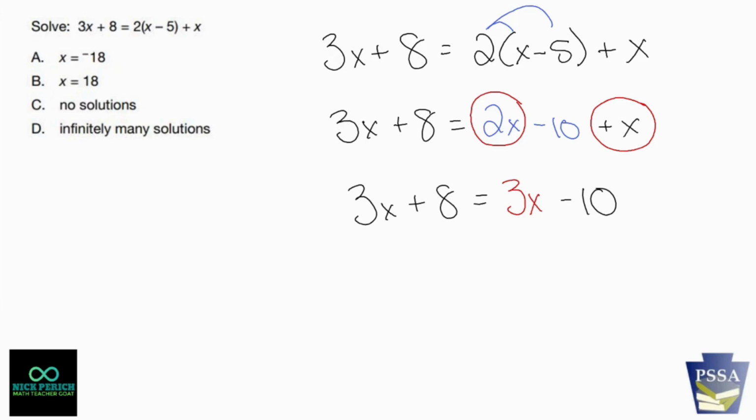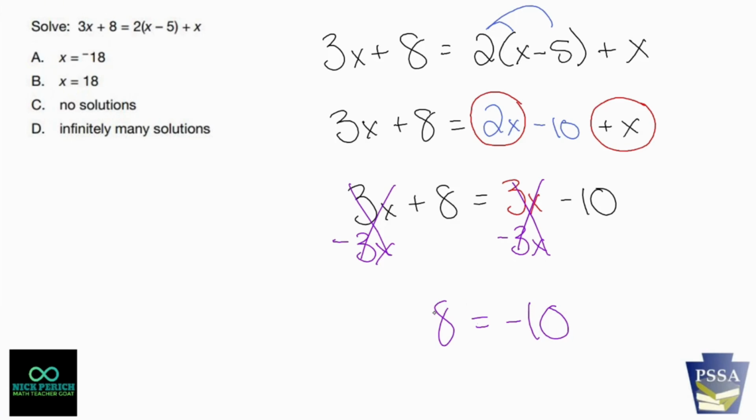Now, if you have a variable on the left and a variable on the right, get rid of one of your variables. I'm going to subtract both sides by 3x to get rid of 3x on the right side. And you know what? I'm going to subtract 3x there. And if 3x minus 3x crosses out, then 3x minus 3x crosses out. What's left over? Positive 8, equal sign, negative 10.